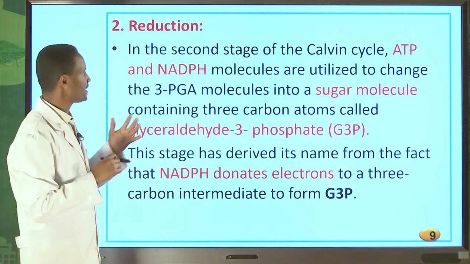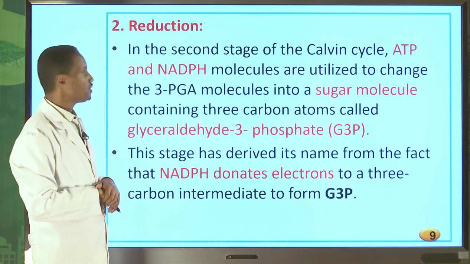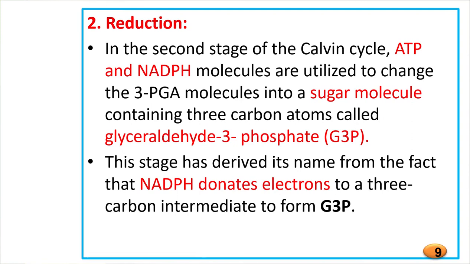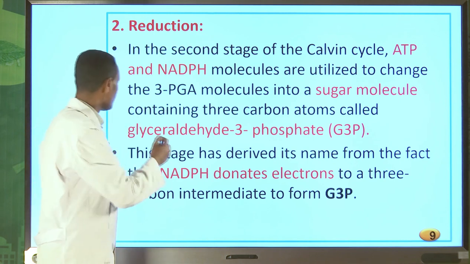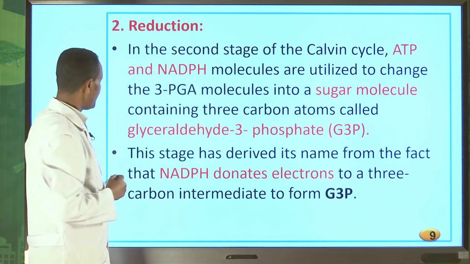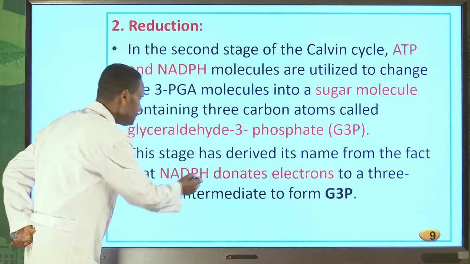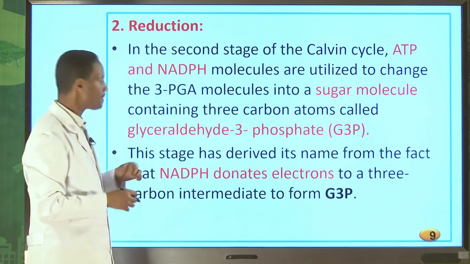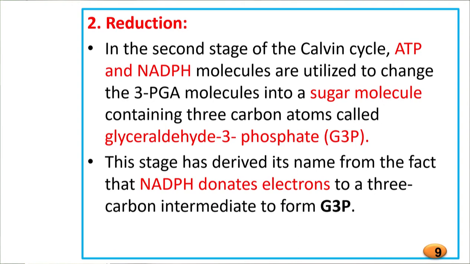The second step is reduction. It is the second stage of the Calvin cycle. Here ATP and NADPH molecules are utilized to change the 3-phosphoglyceric acid molecules into sugar molecules containing 3 carbon atoms, called glyceraldehyde 3-phosphate. This stage derives its name from the fact that NADPH donates electrons to the 3-carbon intermediates to form glyceraldehyde 3-phosphate. Since it donates its electrons, this is called the reduction stage.